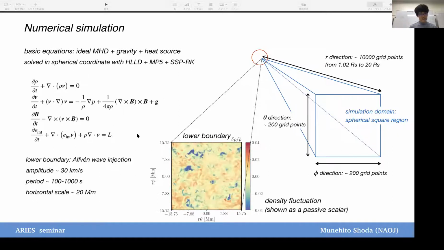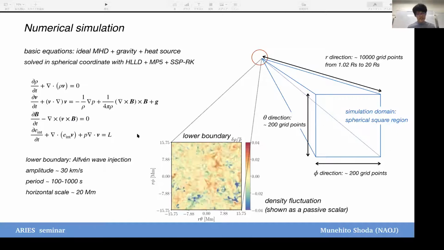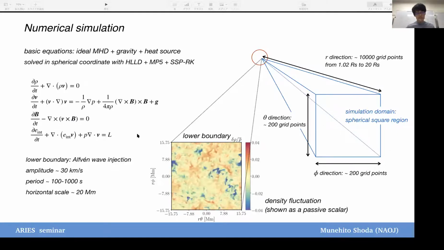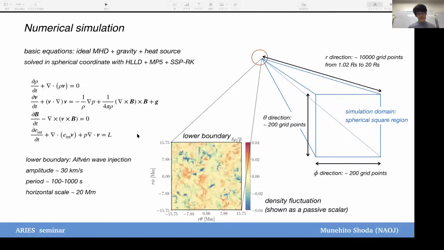So the difference is that our model is better at solving the turbulence and compressional waves, while Steve's model takes into account a lot of important realistic physics that we actually ignore. So that is a difference. Okay, thank you very much.